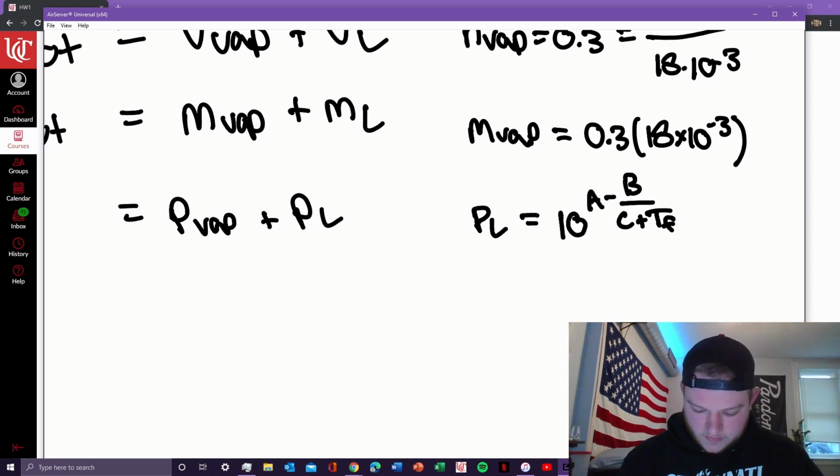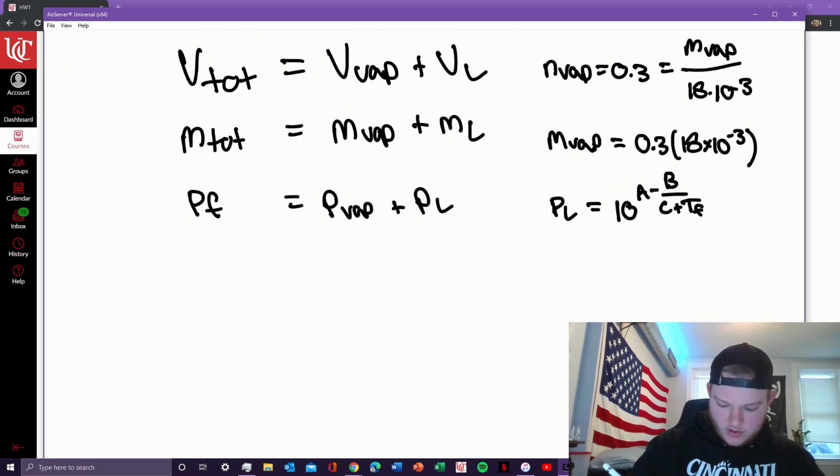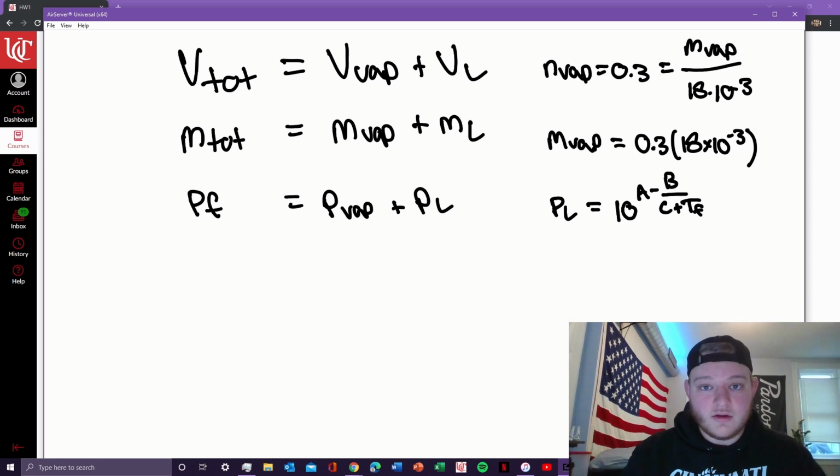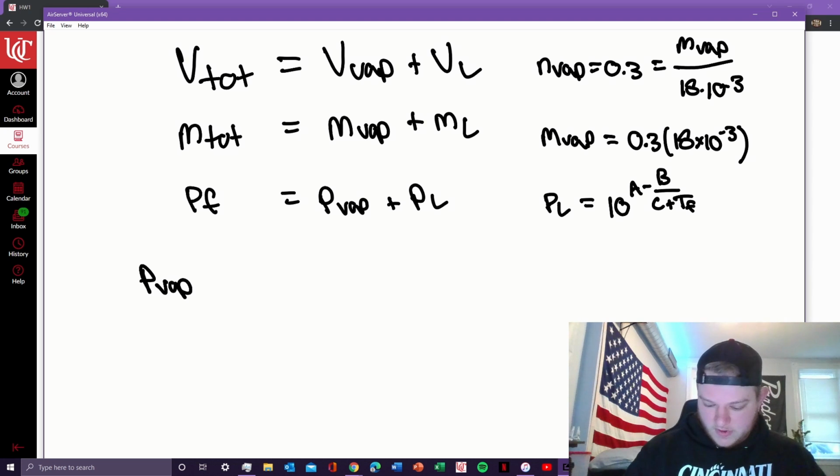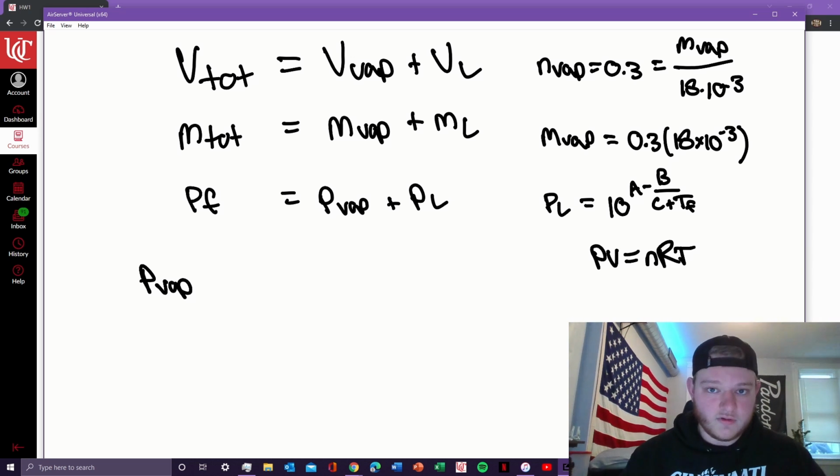So then let's do the vapor partial pressure. For the vapor partial pressure, we are going to use the ideal gas law, because we're assuming that this vapor is an ideal gas. Let's just write that off to the side. PV equals nRT. We're going to have to do a little converting of the gas law to get V onto the other side, so we're going to have to divide both sides by V.